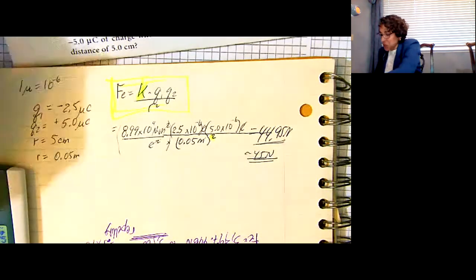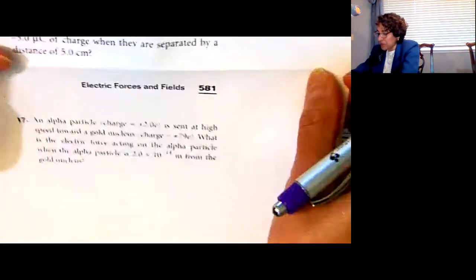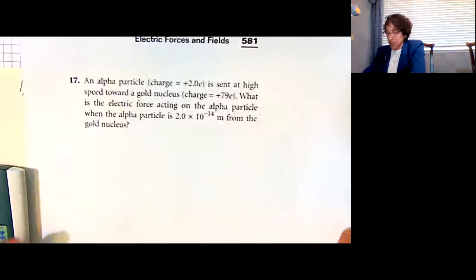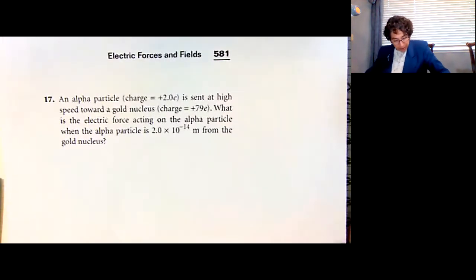Okay. So let's do the last one, which I believe is on the next page or next column. I don't remember. Here it is. Oh, maybe I can do it on this page here.